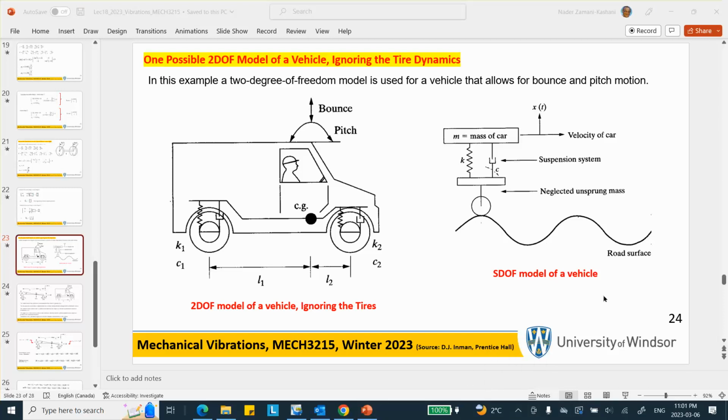Okay, quick break means a sip of water. So this looks familiar to you, right?